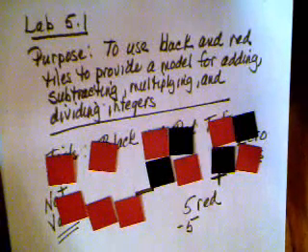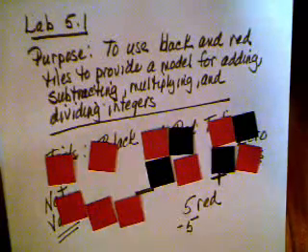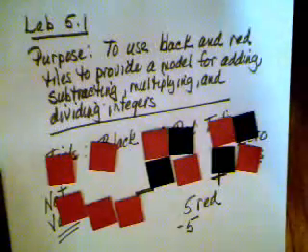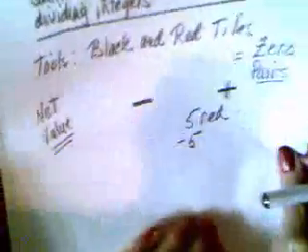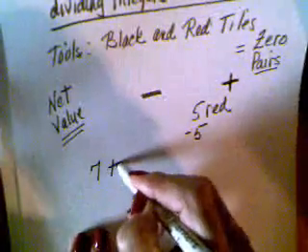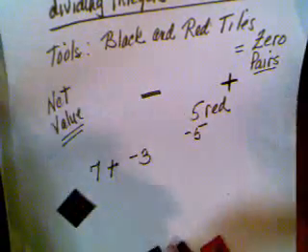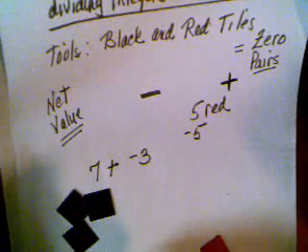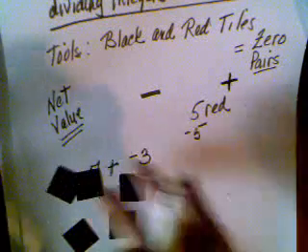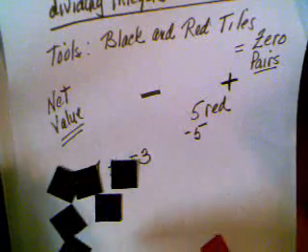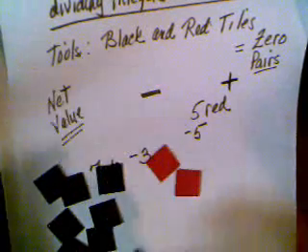It's very simple to do computation using the manipulatives, so let's look at some examples. Let's say that I want to add 7 to negative 3. I'm going to get 7 black tiles. Be sure that you're doing this with me. And I'm getting 3 red tiles.